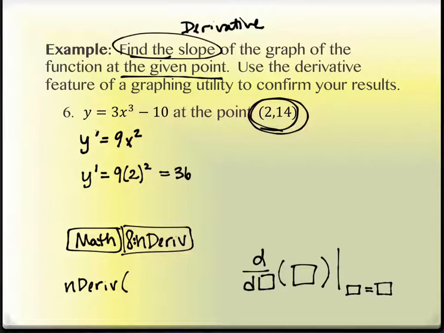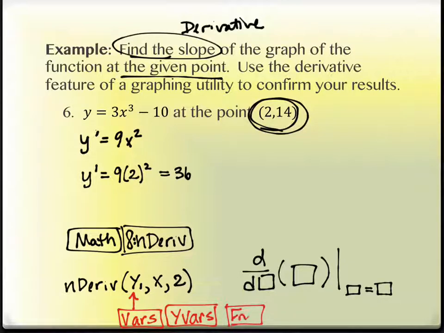So let me do mine first. If you have my version, you need for this to say y1, comma, x, comma, and then your x value, which is 2. So how do you get y1? Everybody needs to know how to get y1. You hit y1 by hitting vars, y vars, function, y1. Okay? So that's what it looks like.